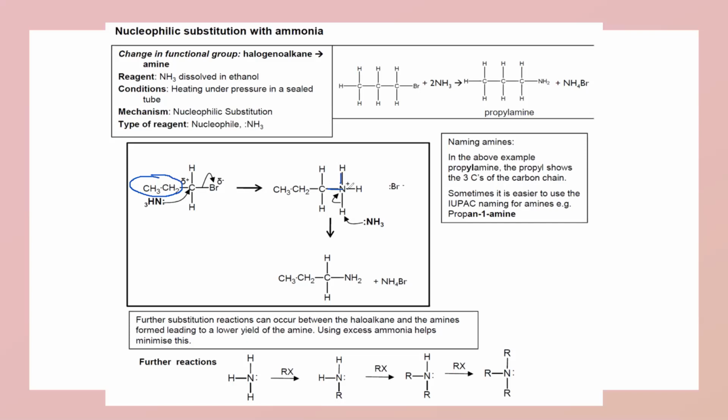This nitrogen cannot form four bonds here. So there will be a positive charge on this. Why is there a positive charge? Because this nitrogen donated a lone pair.